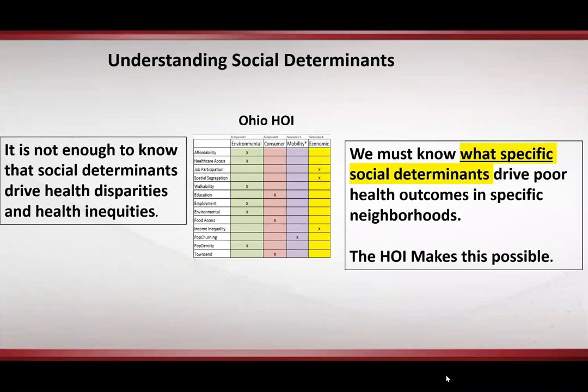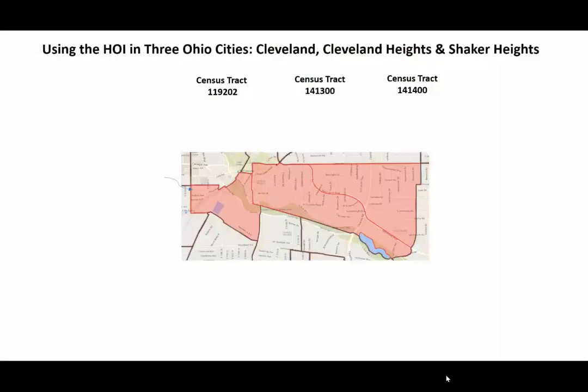So again, as I said, it's not enough to know that social determinants cause health disparities and health inequities. What specific social determinants drive these poor health outcomes in different communities? I want to reemphasize that because I want to show you just a few more maps. Next. So here's an analysis that I did in Cleveland, Ohio. For some of my colleagues in Ohio, these areas represent either Cleveland Heights, census tract 141300, and then Shaker Heights, census tract 141400. Next.